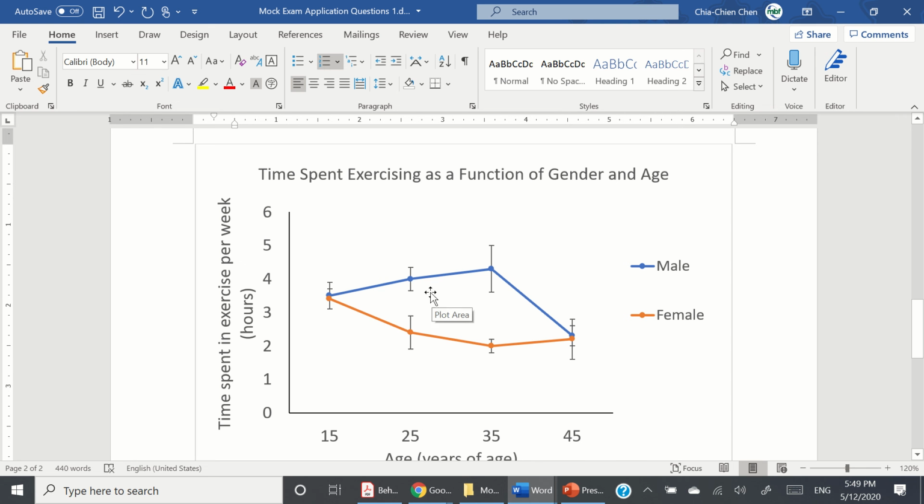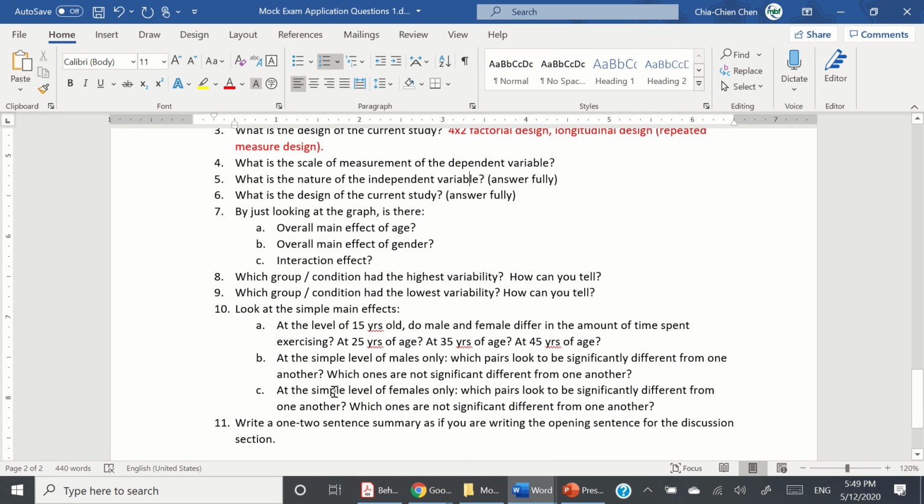Now what about 25 versus 45, or 35 versus 45? In both cases, 25 and 35 versus 45 years of age, what we're looking at is both 25 and 35 years of age males spend significantly more time than males in the 45 years of age range in terms of the amount of time they're spending exercising per week. So that is B.